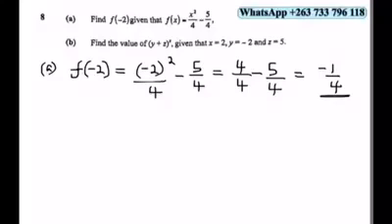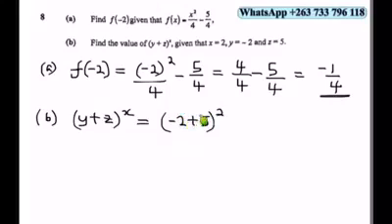In part B, we are going to substitute again. We're given y plus z to the power x. Therefore, x is equal to 2, y is equal to minus 2, then z is equal to 5. Therefore, in brackets, we have minus 2 plus 5. Then x is 2, so it's minus 2 plus 5 squared. Minus 2 plus 5 is 3. So 3 squared is equal to 9.